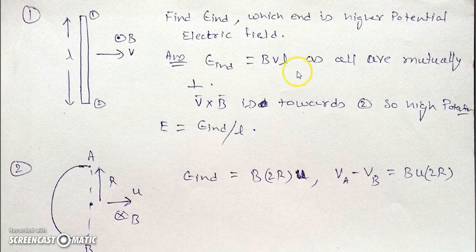EMF induced will be BVL as all are already mutually perpendicular. So if we have to find the electric field inside the rod, we can say E induced is BvL.